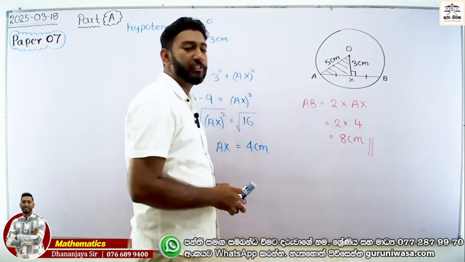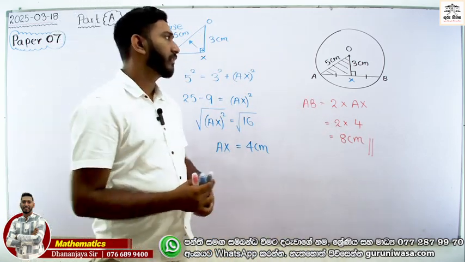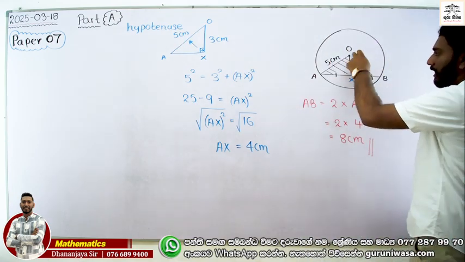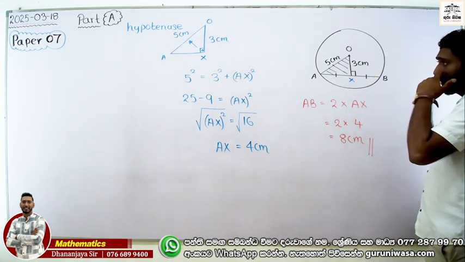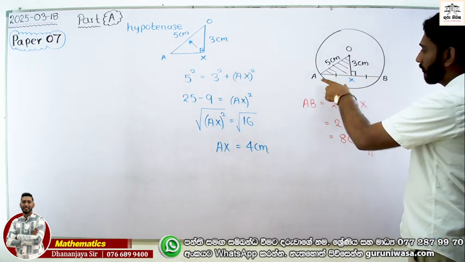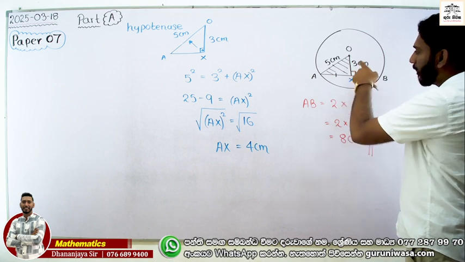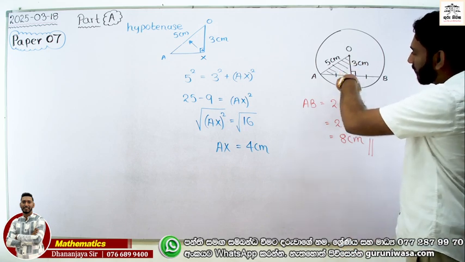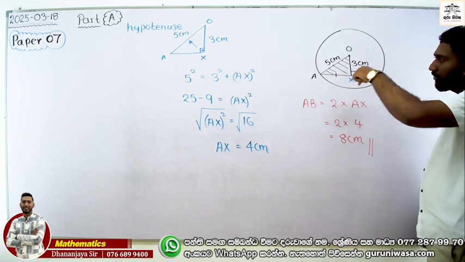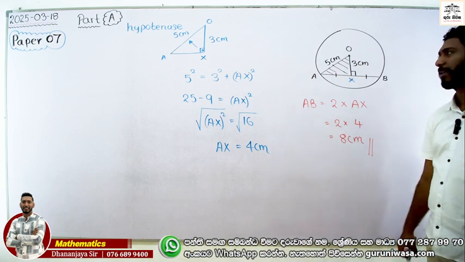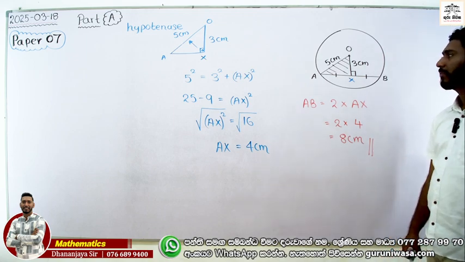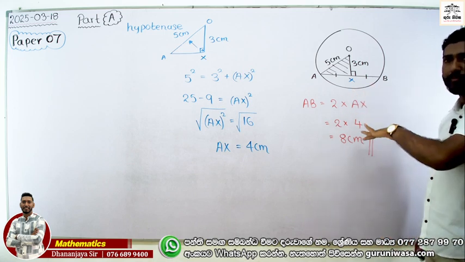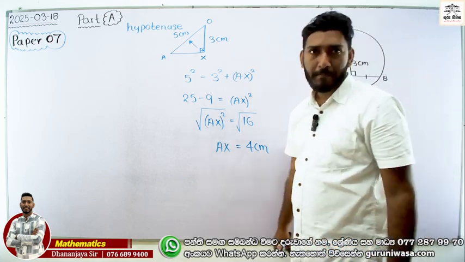8 cm. This is a theorem. And what's the theorem? OX is perpendicular to AB, so AB is bisected by OX. Perpendicular, then bisect. Bisects, then perpendicular. That's an easy thing.